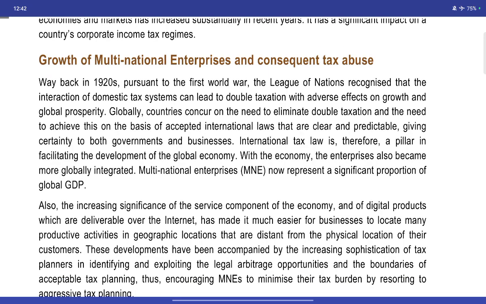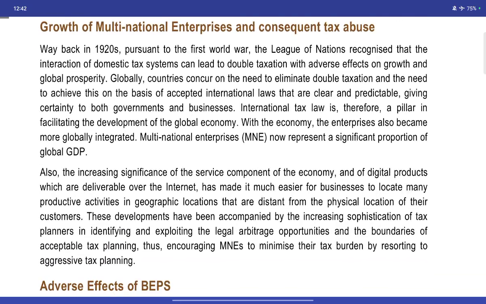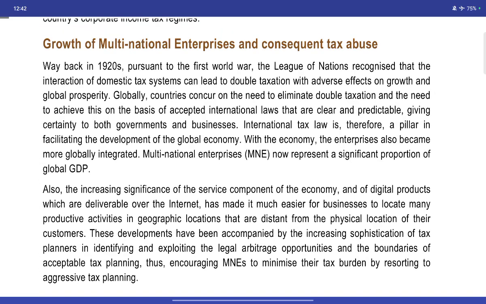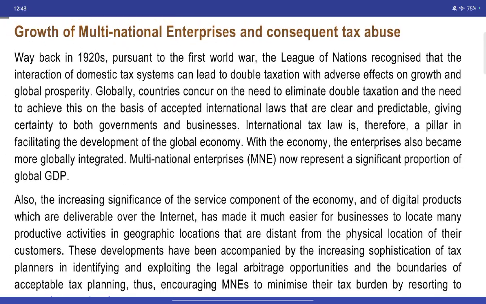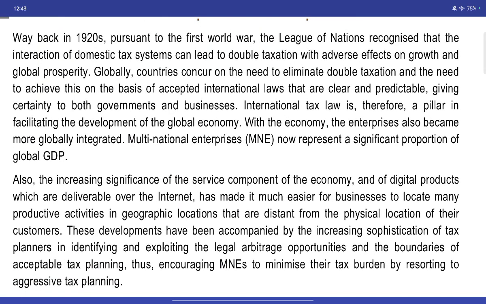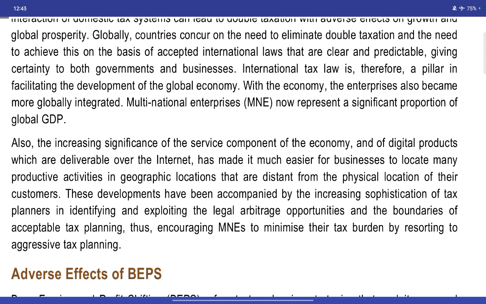Growth of multinational companies and consequent tax erosion. Back in 1920, in the aftermath of the First World War, the League of Nations recognized that the interaction of domestic tax systems could lead to double taxation, with an adverse effect on growth and global prosperity. Globally, countries accepted the need to eliminate double taxation. The need was to achieve a basis of accepted international tax rules and a clear perspective of predictability, giving certainty to both governments and business. International tax laws are thereby a pillar facilitating the development of the global economy. The economy also became more globally integrated.